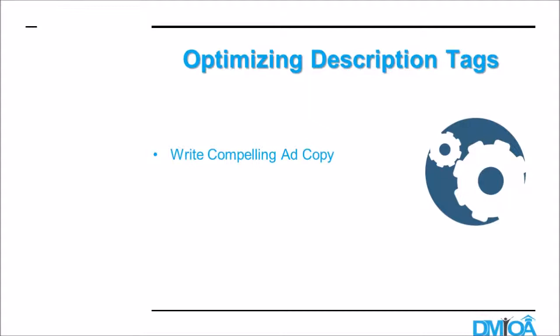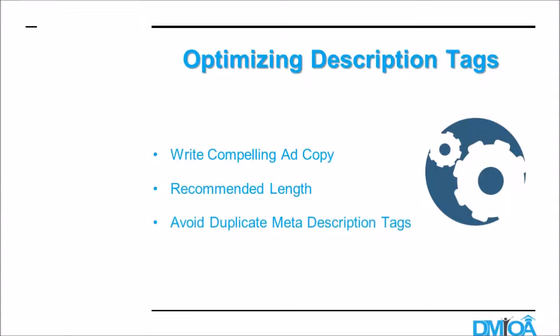So once it's bold, your eye is naturally drawn towards the listing. The recommended length for meta descriptions is around 160 characters. Keep it between 150 to 160 characters and avoid being truncated. Next, avoid duplicate meta description tags. Don't create the same meta description tags for each and every page. Each page should be unique.